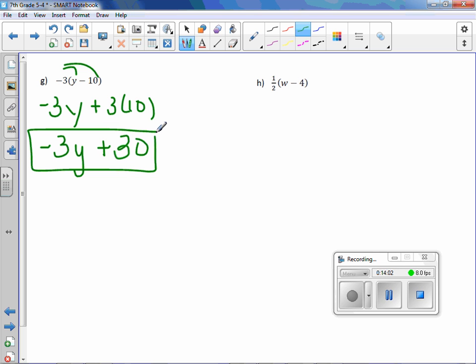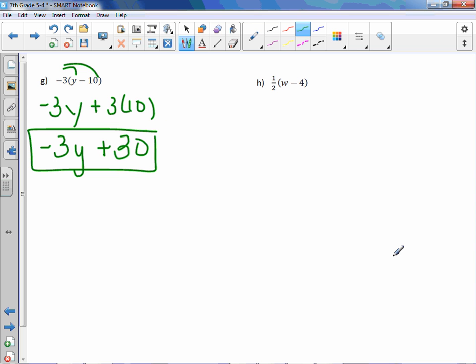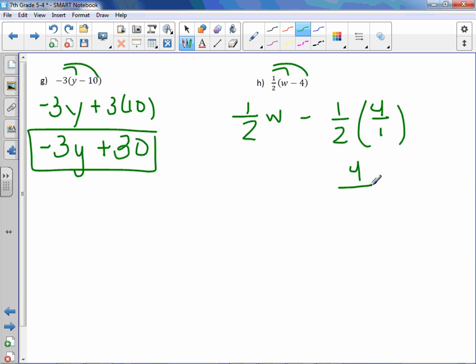Letter H, 1/2 w, or 1/2 times w minus 4. Distribute that. 1/2 times w minus 1/2 times 4. Let's put that over 1. 4 times 1 is 4. 2 times 1 is 2. So this is 1/2 w minus 4 over 2. But I know that 4 over 2 reduces to 2. So this is 1/2 w minus 2.